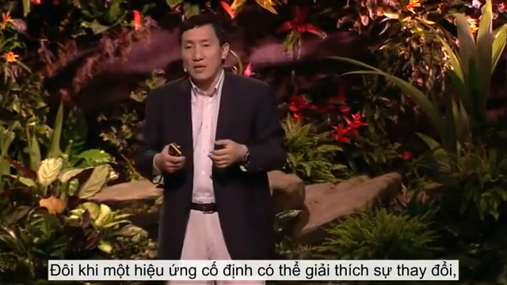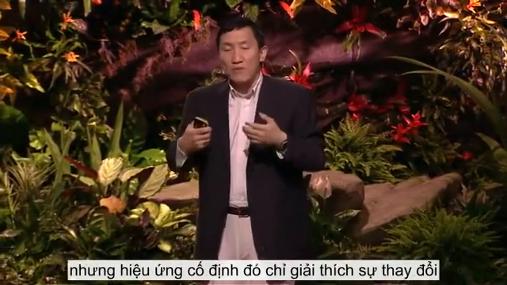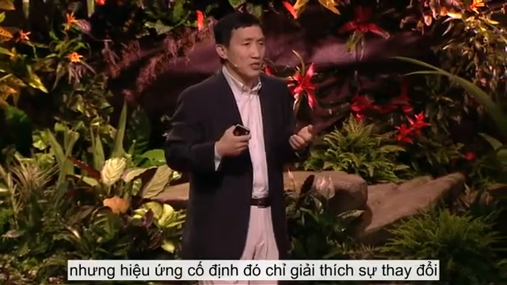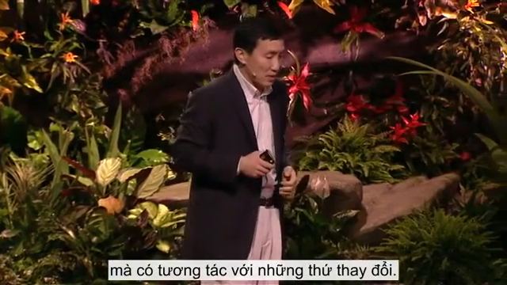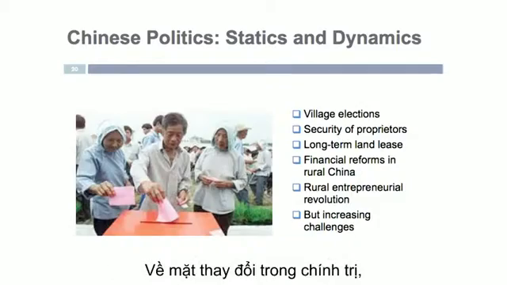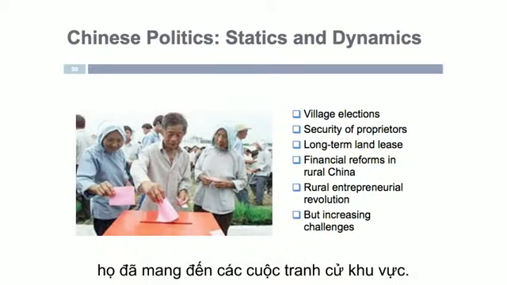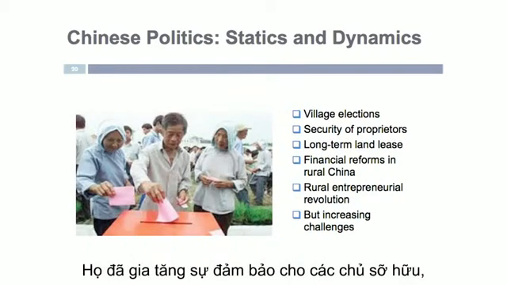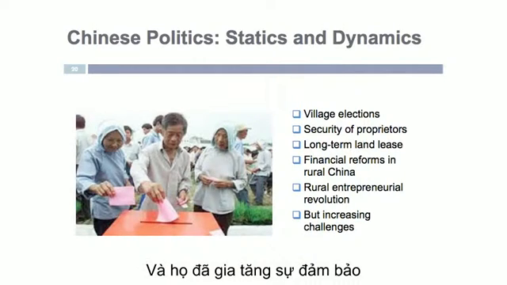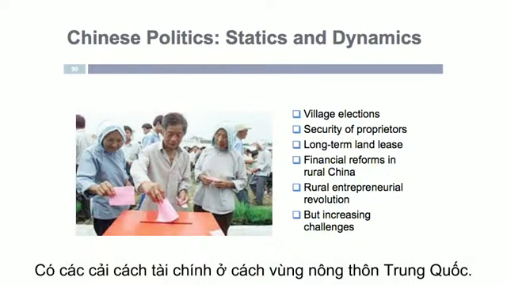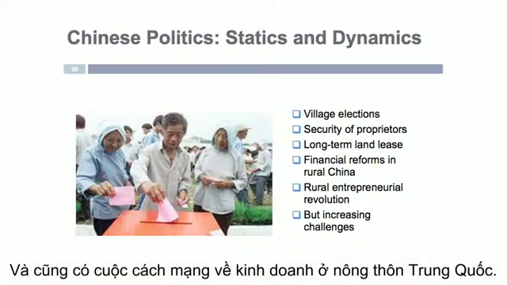Sometimes a fixed effect can explain change, but the fixed effect only explains changes in interaction with the things that changed. In terms of the political changes, they have introduced village elections, they have increased the security of proprietors, and they have increased the security with the long-term land leases. There are also financial reforms in rural China. There is also a rural entrepreneurial revolution in China.